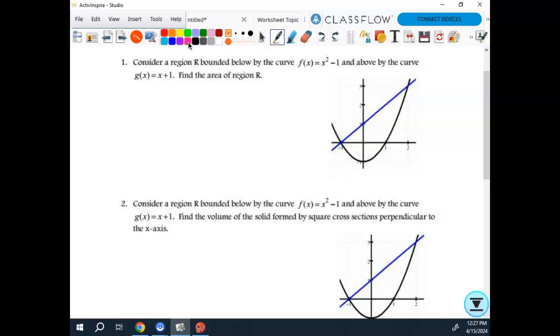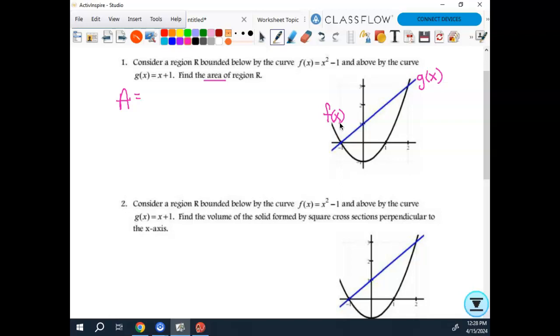Is this something we've already done? Yes. It's just telling us to find the area. That's it. We're finding the area. Okay? So in order to find the area, I need to know which one of these, let's see. This one, is the blue one f of x or g of x? G of x, because it's a line, right? And the black one is f of x. Okay.